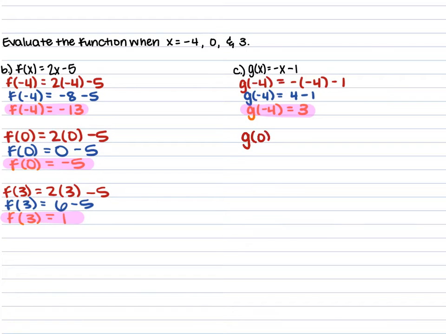Next, we'll do g of 0. So the opposite of 0 minus 1. The opposite of 0 is just 0, so g of 0 is equal to 0 minus 1. 0 minus 1 is negative 1, so g of 0 is equal to negative 1.